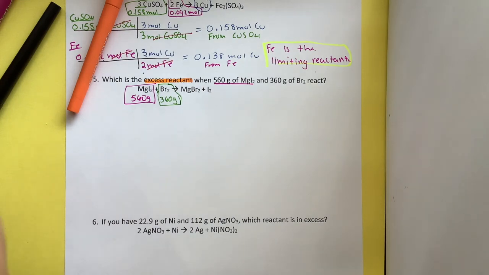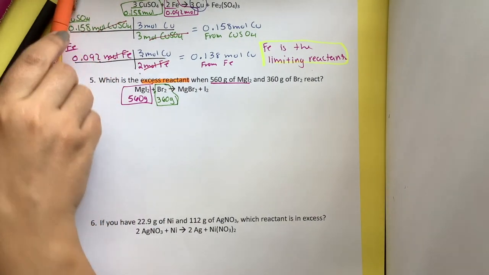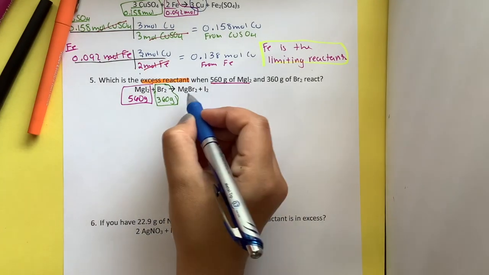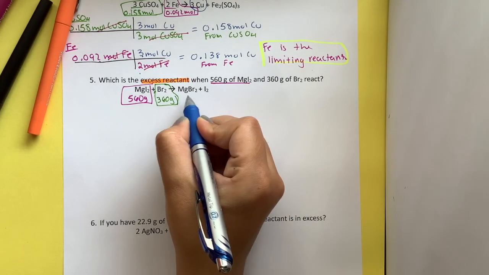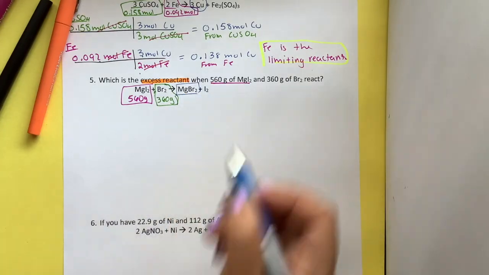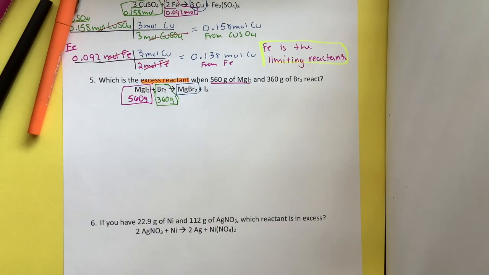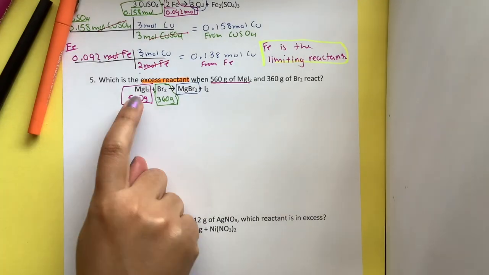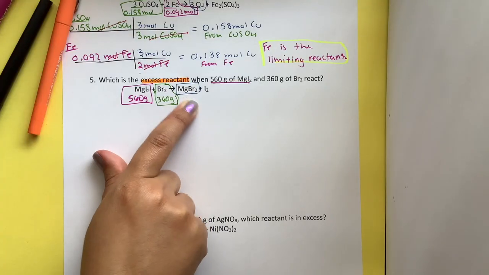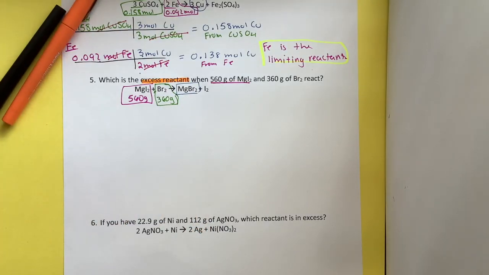Okay, so again, I'm going to choose one of the products. It does not matter which one I choose. My answer is not going to change. But in this case, I'm going to choose to solve for magnesium bromide. Okay, it doesn't matter which one I choose. I'm just going to choose that one. So I'm going to turn both reactants into the same product to see how much of each I produce.